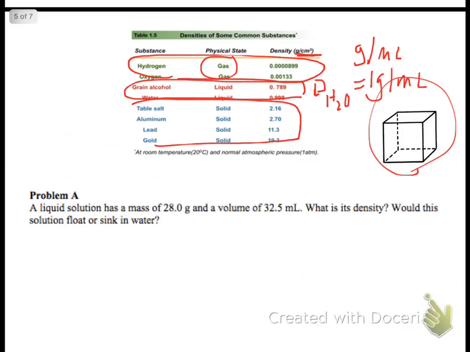And then there's a variety of solids. A lot of solids are going to have a density around 1 or 2 or 3 grams per centimeter cubed, but some of these heavy metals are going to have much higher densities.